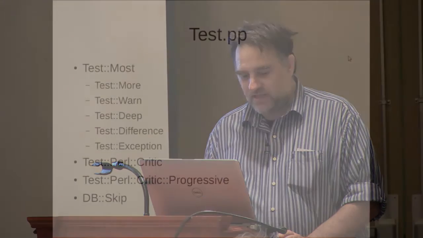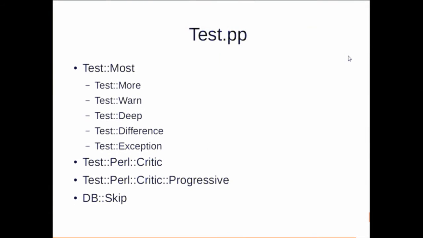My test PP installs DB skip, debugger skip, Test::Perl::Critic::Progressive, Test::Perl::Critic, and Test::Most. Test::Most, for folks who are not already familiar, the author went through and found the five most commonly used test modules in CPAN, and he included them all in Test::Most so that he can export all those methods with one inclusion instead of these five.